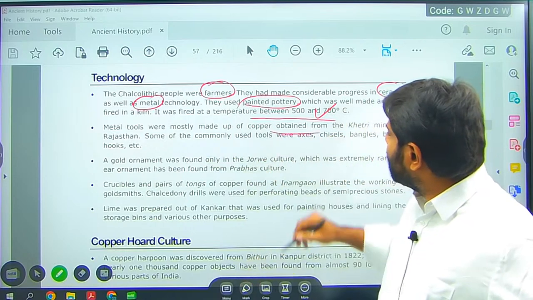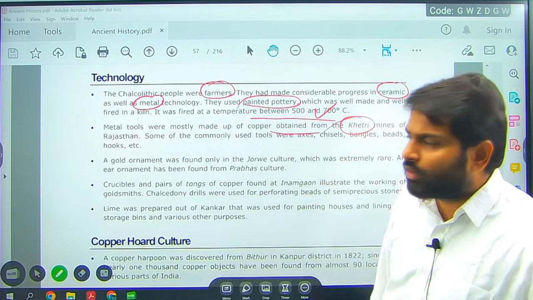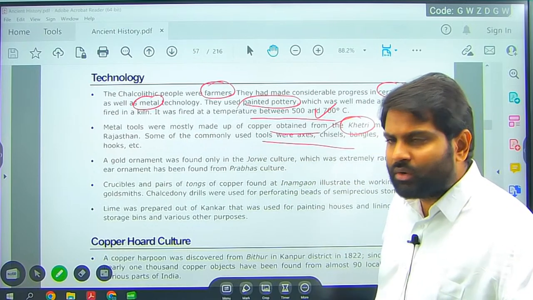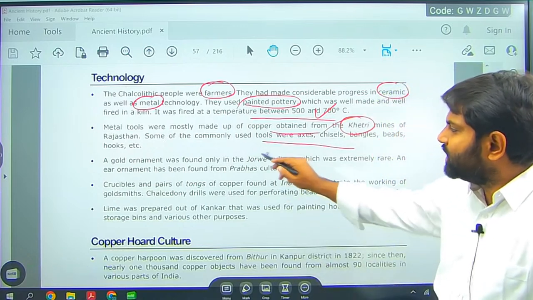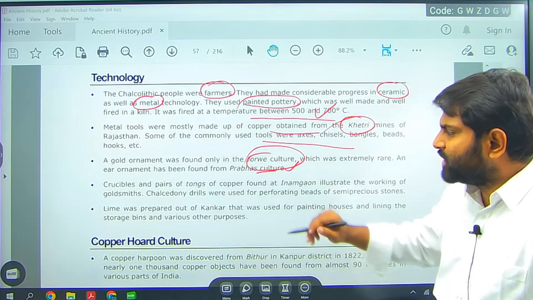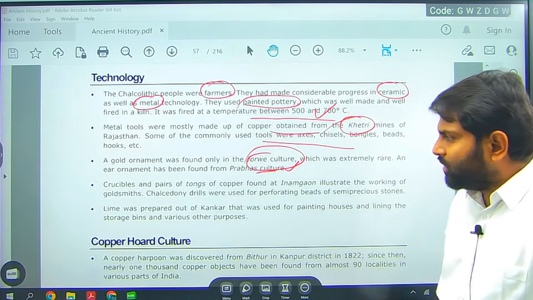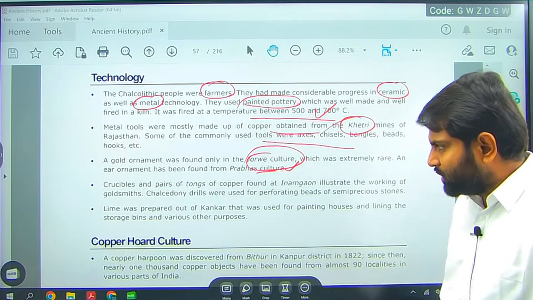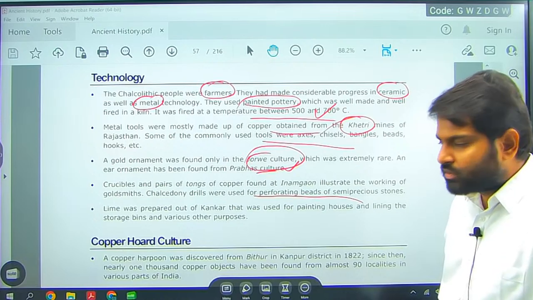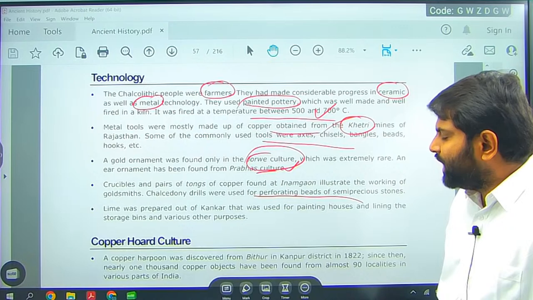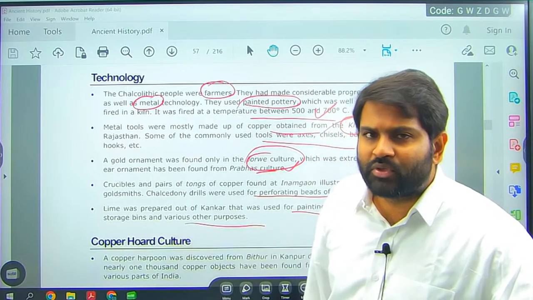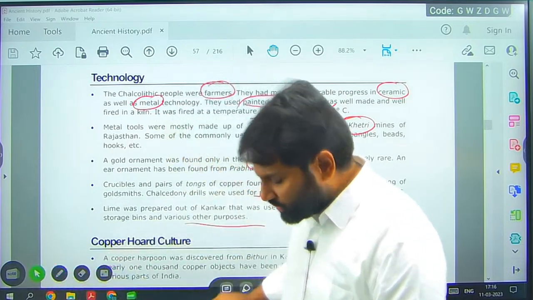Metal tools were mostly made of copper obtained from Khetri mines. It is very important even now in Rajasthan. Some of the common tools used were axes, chisels, bangles, beads, hooks, etc. A gold ornament was found only in Jorve culture, which was extremely rare, and an ear ornament in Prabhas culture. Crucibles and pairs of tongs of copper found in Inamgaon illustrate the working of goldsmiths, the capital goods of a goldsmith. Chalcedony drills, chalcedony is the element, were used for perforating bits of semi-precious stones, perforation. Lime was prepared out of kankar and was used for painting houses and lining storage bins. Even if you go to rural areas, even now limestone is used for painting houses. That is the culture which we are talking about.